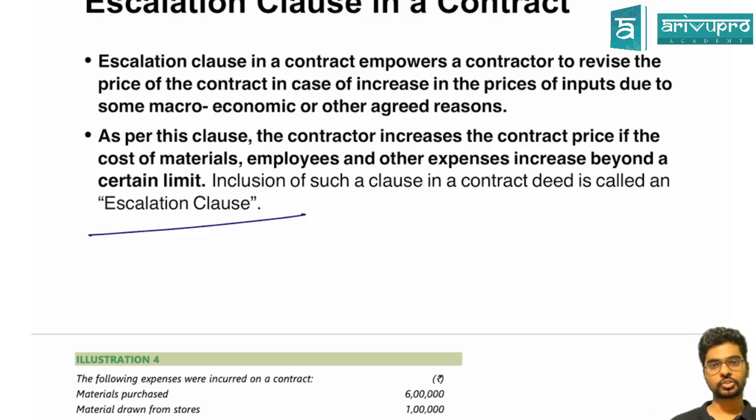Understood, everyone? So in the exam, don't freak out the moment you see escalation clause, because a lot of students start worrying the moment an escalation clause is there. Can we go next?